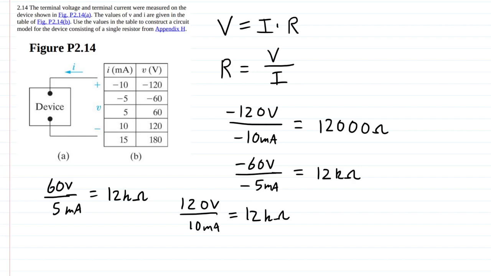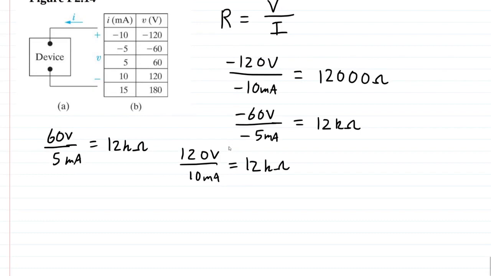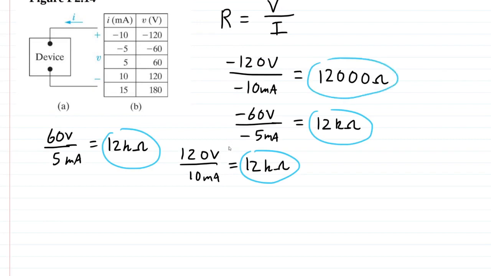So there's a table of values here, and we can model the device with a single resistor. Notice that all of these are 12 kilo ohms. So we can say our device is hooked up at these terminals to our test equipment that we're running these currents and voltages from, and we can put a resistor here and say it is 12 kilo ohms.